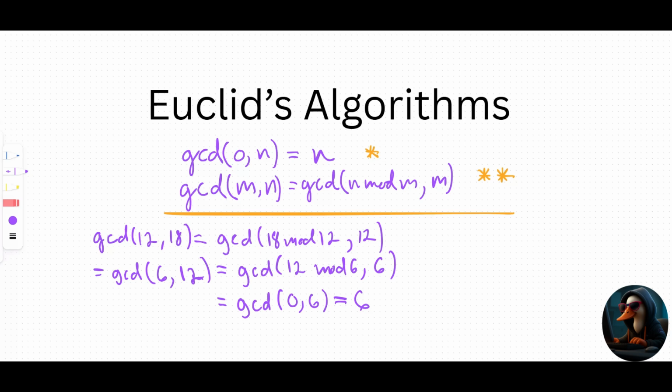This is a very long-winded way of solving the greatest common divisor for small integers, but let's jump into the Python coding portion of this, and we're going to see how this is really, really useful when we work with larger values.